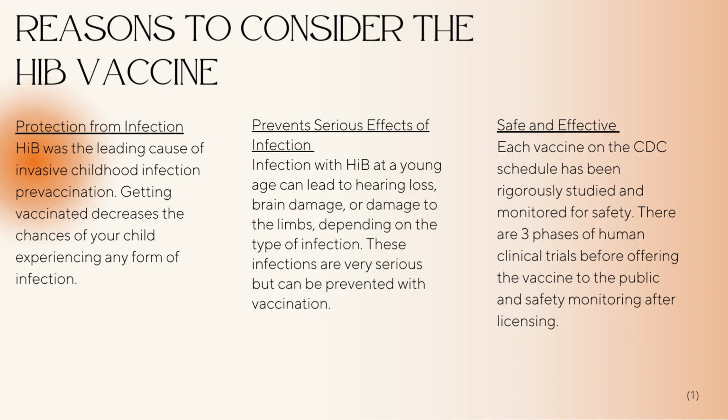Next, it can prevent serious side effects as a result of infection. HIB infection at a young age can lead to hearing loss, brain damage, or damage to the limbs, depending on the type of infection. These infections are very serious, but can be prevented with vaccination.